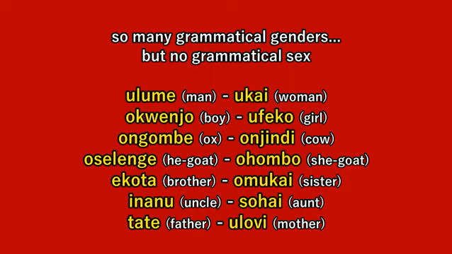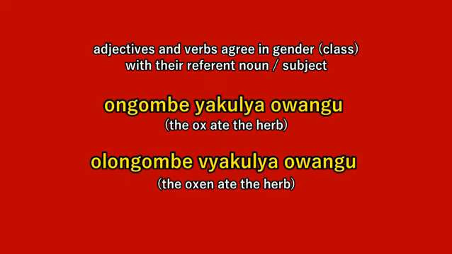The adjectives have to receive the same ending as the class of the noun. There's a specific ending that goes to the adjective and to the verbs, as well as the determiners, such as this and that, which have to agree by receiving the appropriate class prefix of the noun that it's referring to.